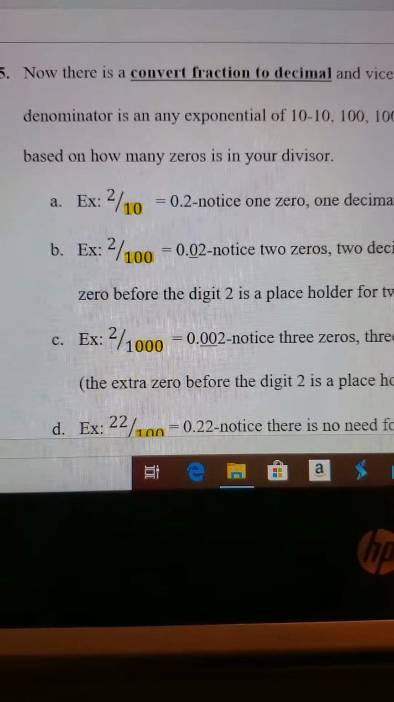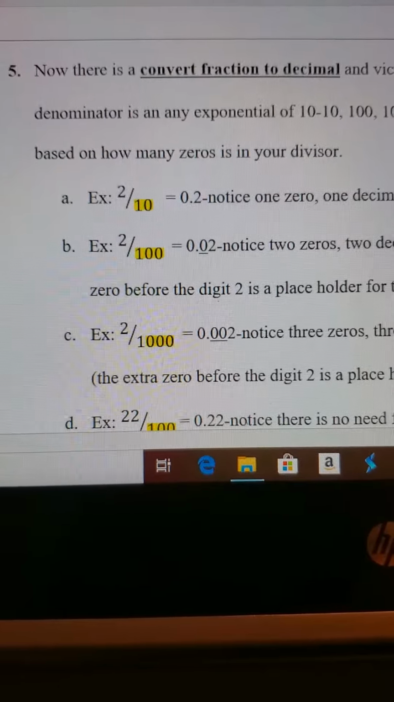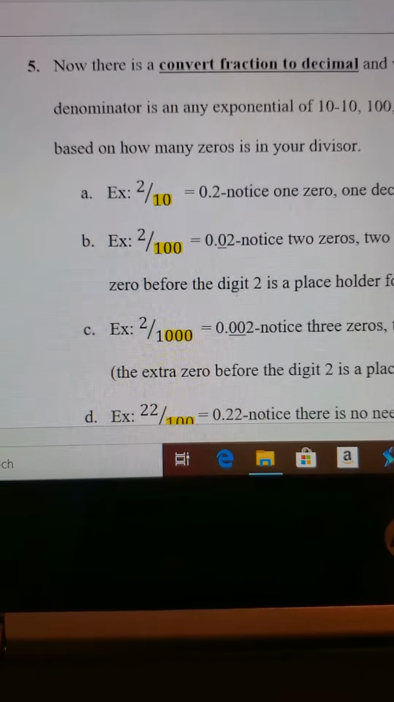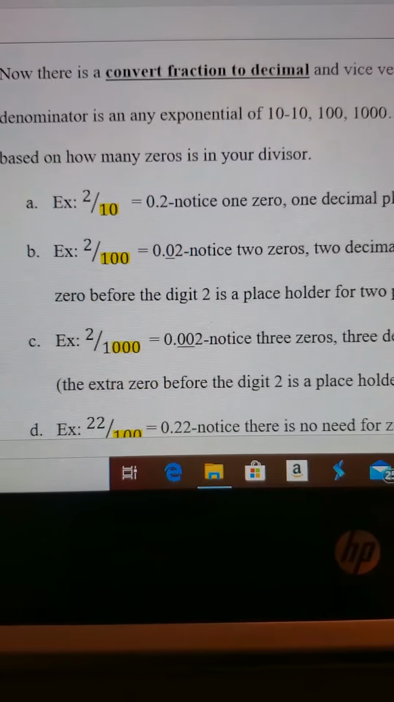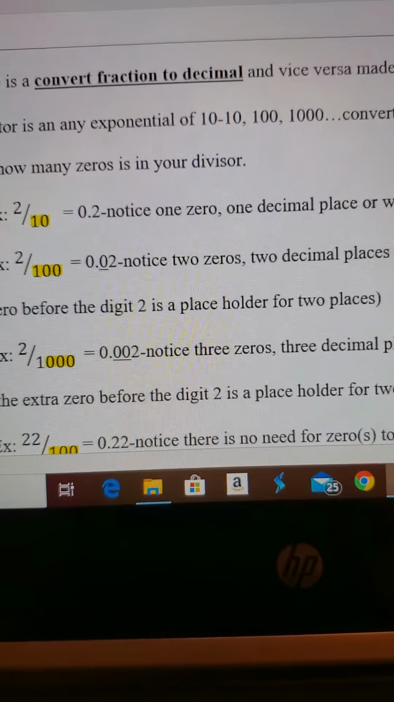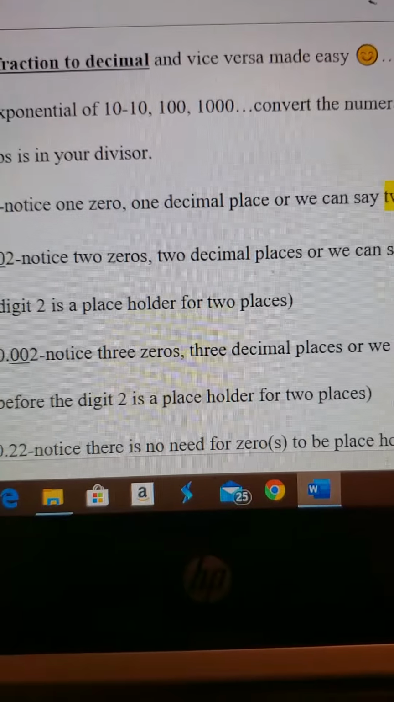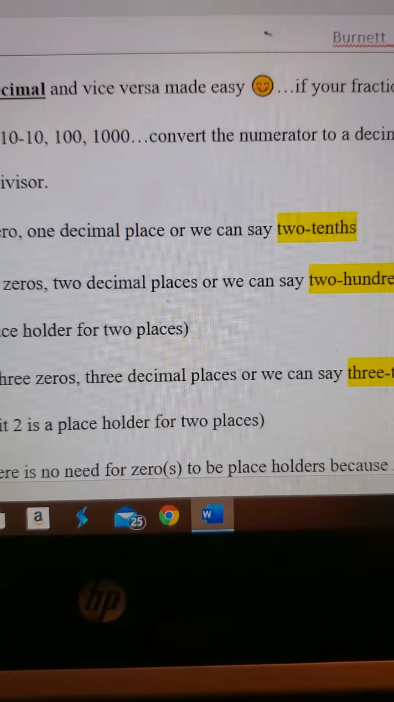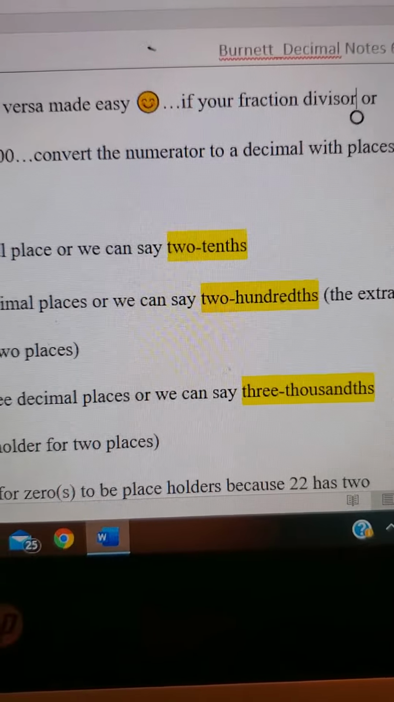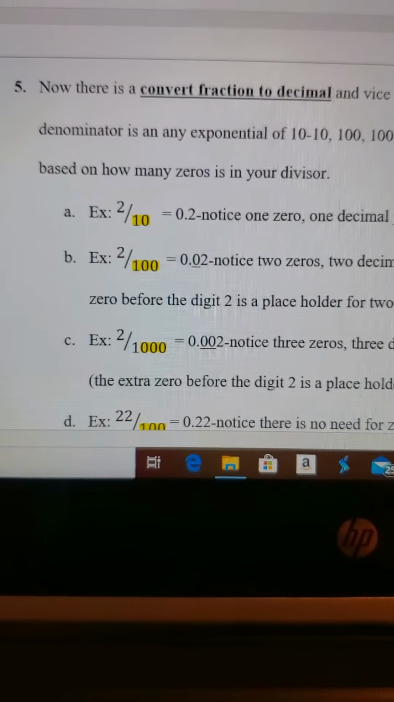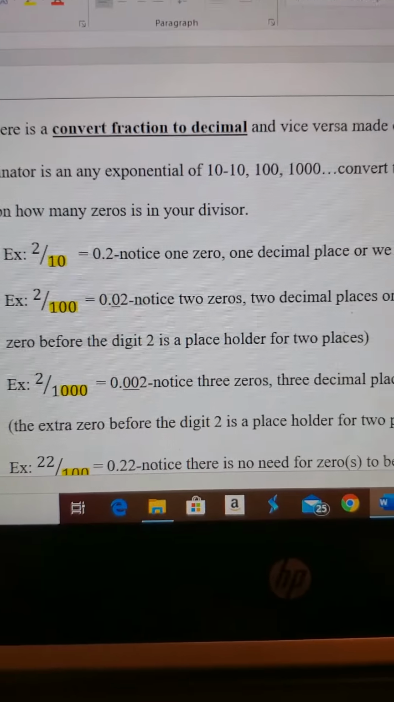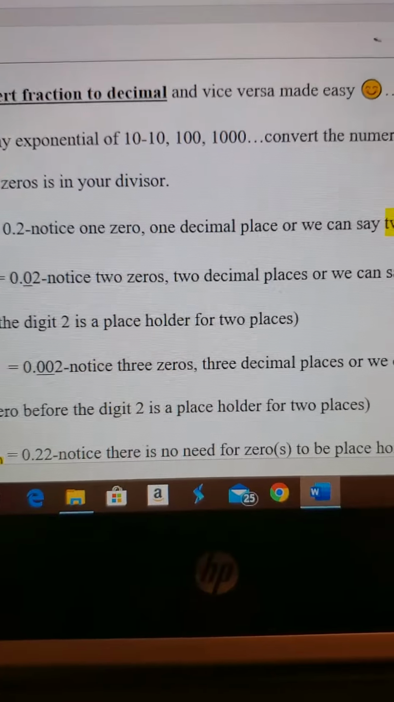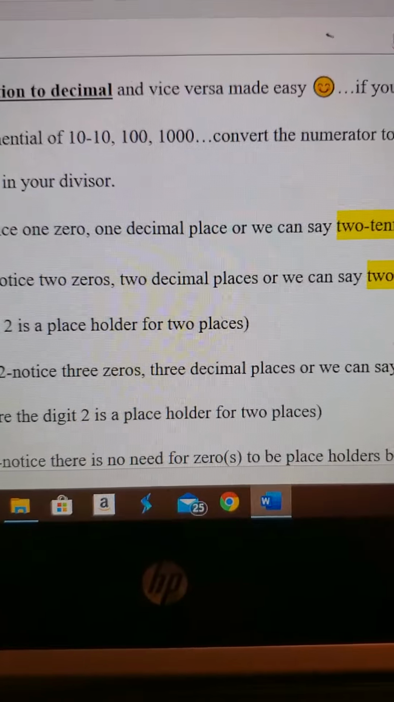And we just finished converting fractions to decimals, where I said you apply a long division process. But now there is a way to convert fractions to decimals, and vice versa, decimals to fractions, made easy. And this occurs if your fraction divisor or denominator is any exponential of 10. So it increases by 10 exponentially. So 10, 100, 1,000.